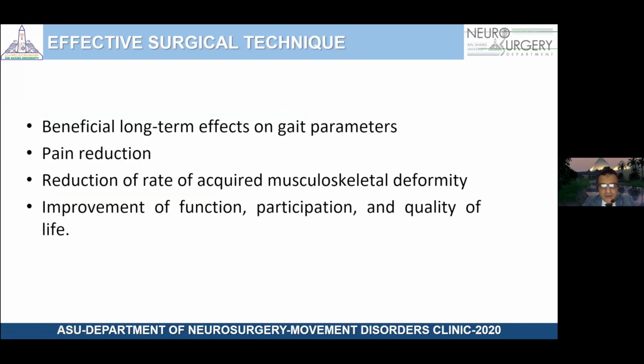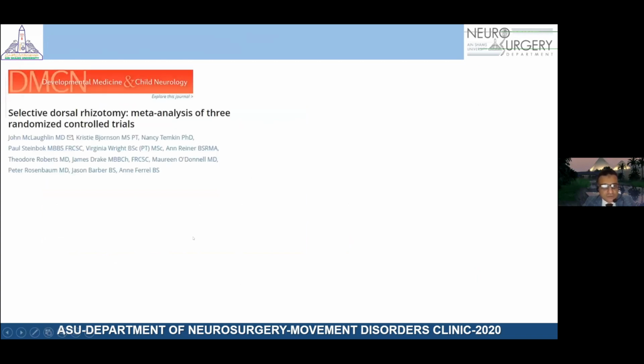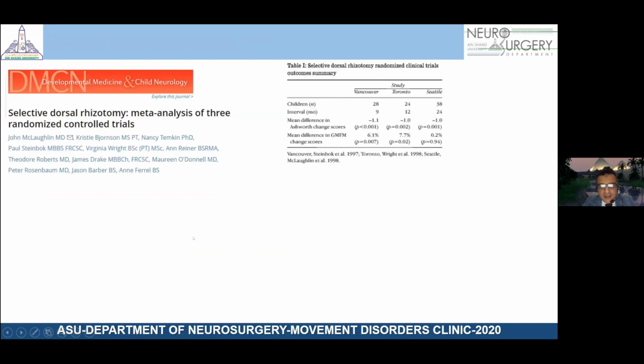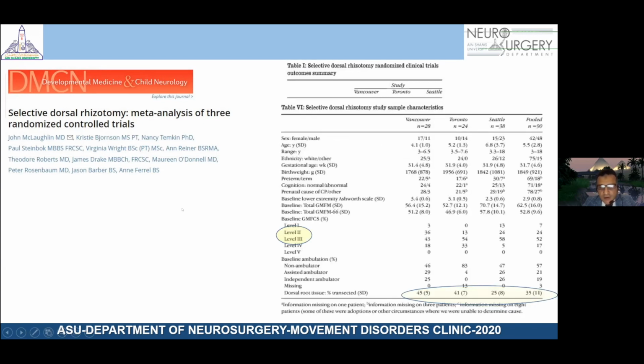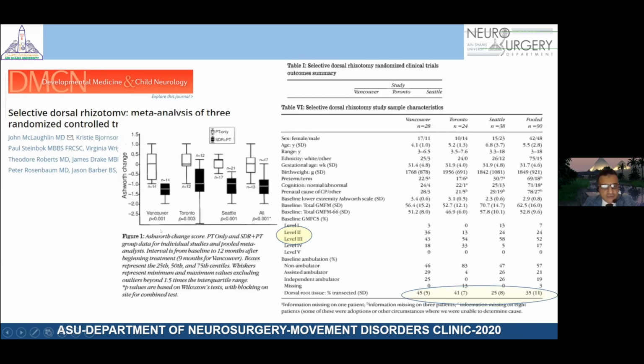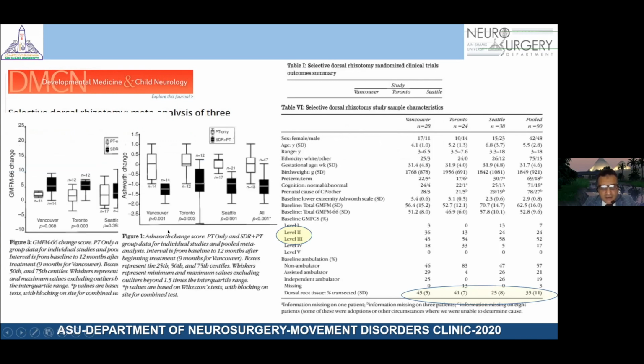The beneficial long-term effect of these surgical techniques on gait parameters is very effective, along with pain reduction. Also there is a reduction in the rate of acquired musculoskeletal deformity and later orthopedic surgery, and improved function, participation, and quality of life. And this systematic review or meta-analysis confirms what we said about the effectiveness of selective dorsal rhizotomy and physical therapy on a long-term basis.